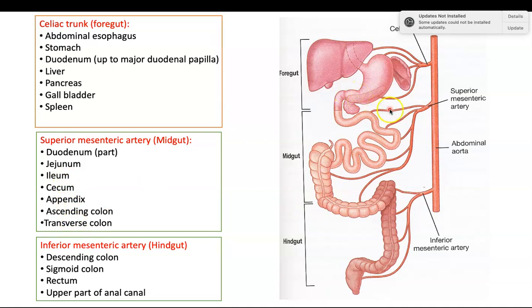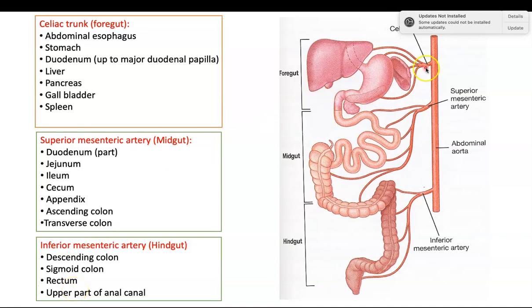So the superior mesenteric artery, as you can see here, is supplying the parts of the GI tract that develop from the midgut. Okay, then the inferior mesenteric artery supplies blood to the parts of the GI tract that develop from the hindgut, and the hindgut derivatives include part of the transverse colon and the descending colon, sigmoid colon, rectum, and upper part of the anal canal.